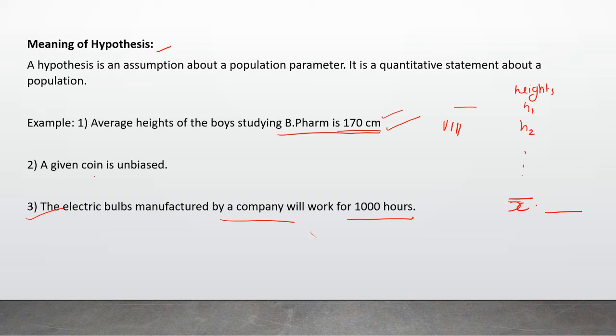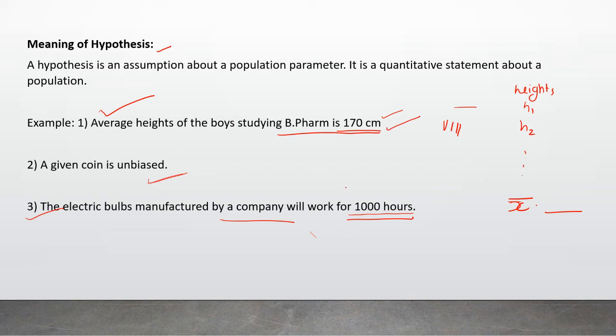Similarly, whether a given coin is unbiased or biased: by tossing it 1000 times or infinite times, I can say you will be able to know whether it is biased or not. But again, this is not a feasible or practical decision. This first one is quite practical, but the second and third are not. Why? Because lighting a bulb for around 1000 hours, and that too all the bulbs, when a company manufactures tons of bulbs, is not at all a practical decision.